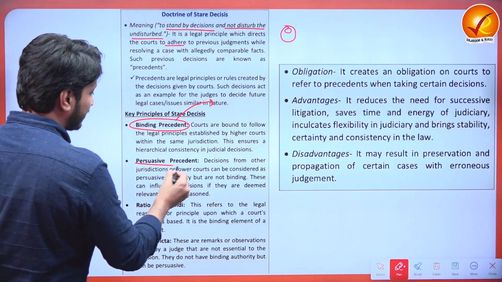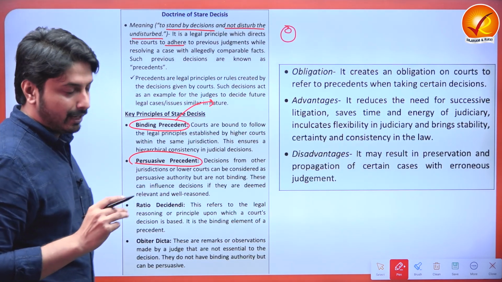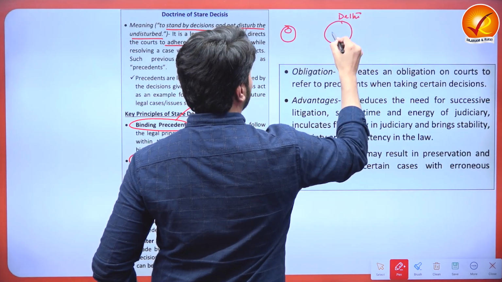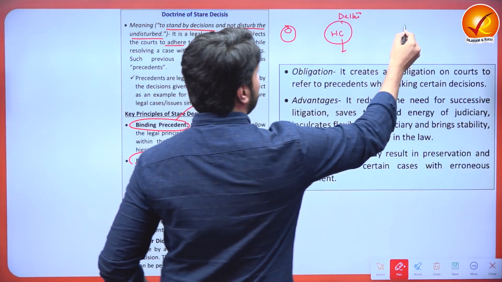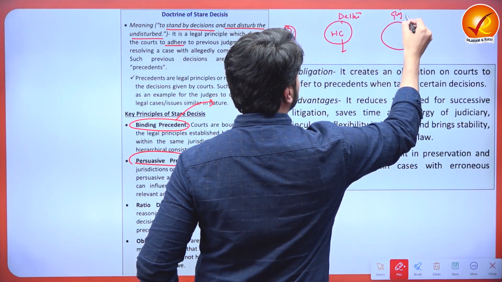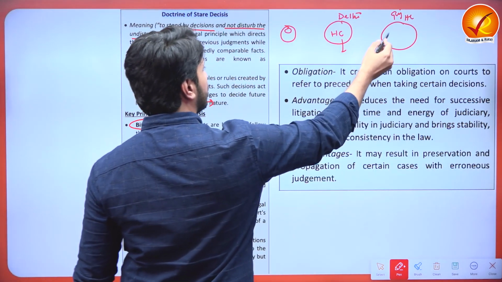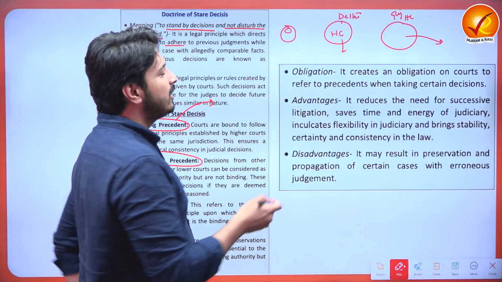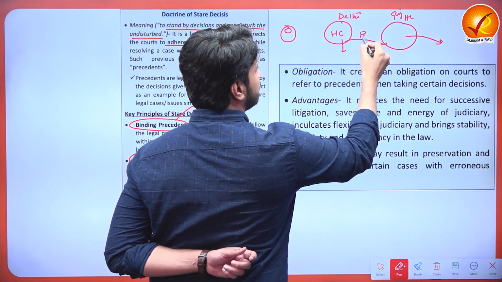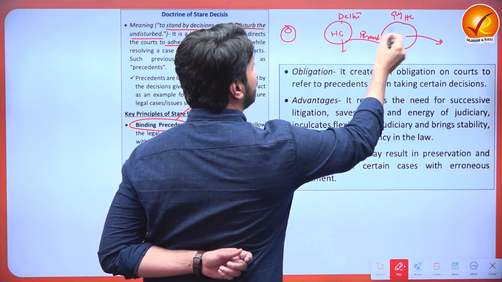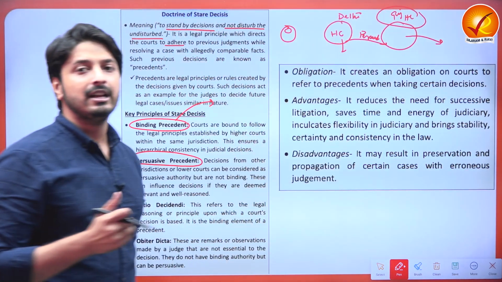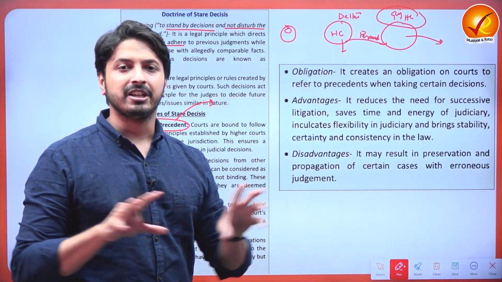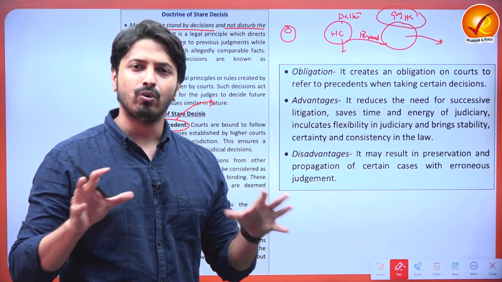However, apart from it, there are persuasive precedents as well. It might be possible that, for example, the Delhi High Court has provided a judgment, so it set a precedent. Similarly, there is the Gujarat High Court, and facing a similar case, having similar circumstantial facts and scenarios, the Gujarat High Court can get persuaded by the precedent, but it is not obligatory for it to follow the legal precedents established by the Delhi High Court. Why? Because these two high courts function in the exclusive jurisdiction of their own territories.